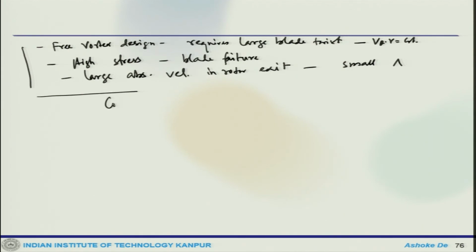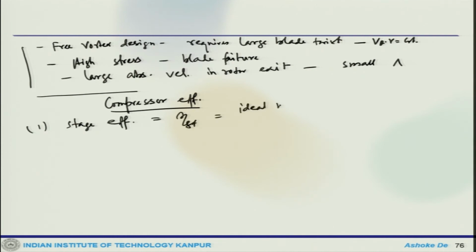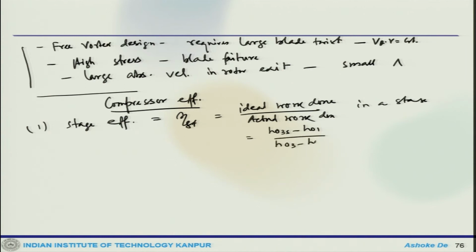Now, with that note, we will move to the different kinds of efficiencies that one can define for a compressor. There are three different kinds, based on actual and ideal work. One is the stage efficiency, eta stage, which is ideal work done divided by actual work done in a stage. So, one can write (H3s minus H01) by (H03 minus H01).